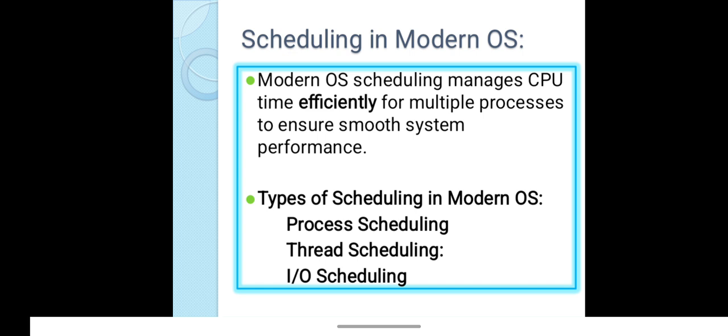And next one, scheduling in modern OS. Modern OS scheduling manages the CPU time efficiently for multiple processes to ensure smooth system performance. It has three types: process scheduling, thread scheduling, and input-output scheduling.